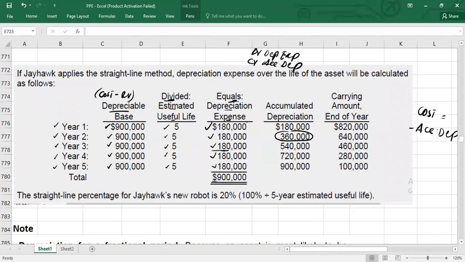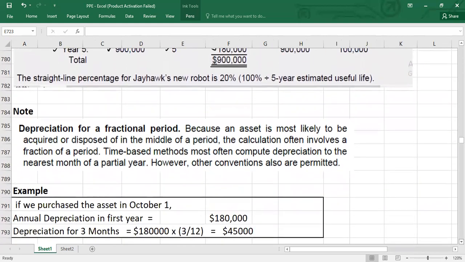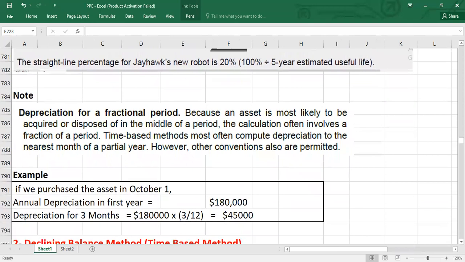Now we are going to talk about depreciation on a fractional basis. Sometimes you may acquire the asset in the middle of the year, so in the first year you are going to use the asset for only 5 or 6 months. Ideally we should calculate the depreciation only for those 5 or 6 months, the period which you have used.